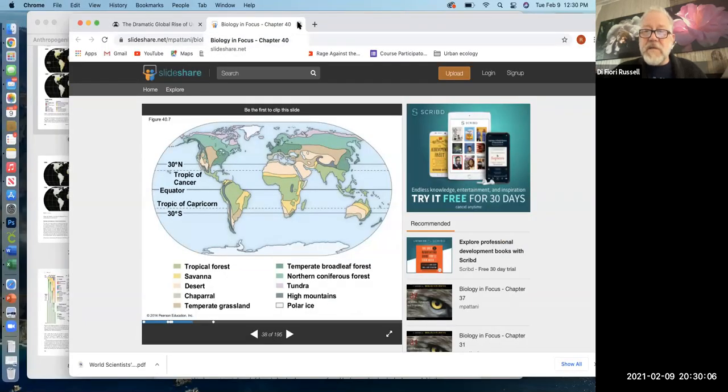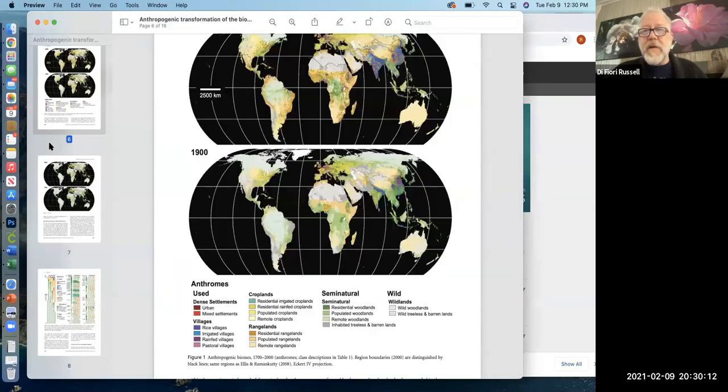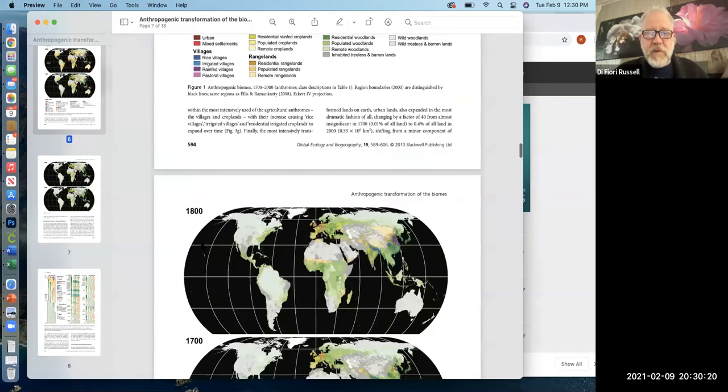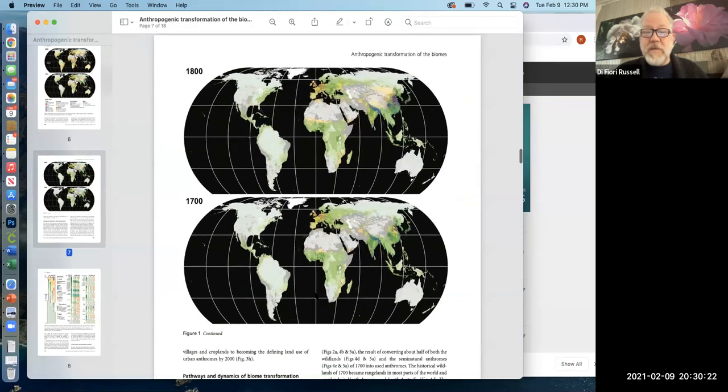But I'd like to suggest that that's not the way things really are. And that's due to some interesting phenomena that recently people are more and more aware of. And let's start. This is an idea that if we looked at these biomes maps, say in the year 1700, they would pretty much lay out with mostly these natural biomes dominating the landscape.